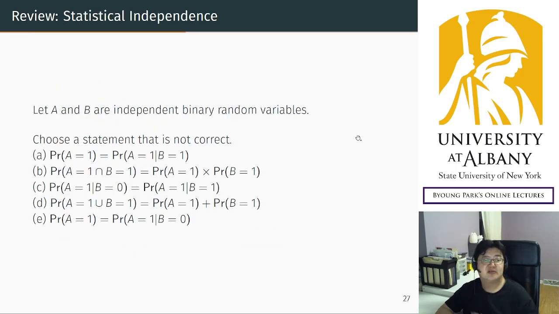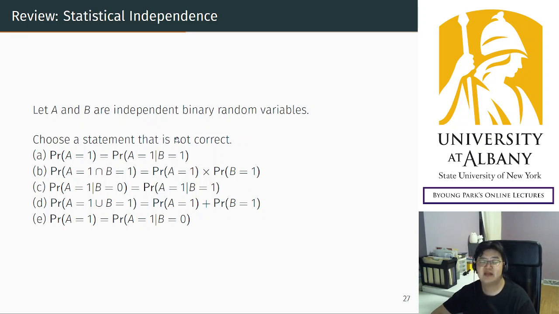So first, let's review the statistical independence, the definition. Suppose that we have two events, A and B, or two random variables, A and B, both are binary, and if they are independent, what is not correct? So we assumed two binary random variables are statistically independent, and then what is not correct?